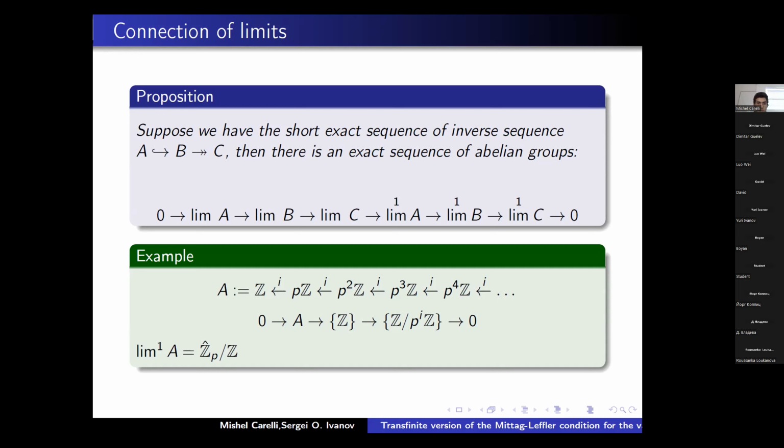And since we know that the limit of Z factorized by p^i Z is the p-adic integers, obviously, and the limit of just the sequence of Z is Z, then the limit of A would be equal to the p-adic integers factorized by Z, because the limit of the sequence of Z, so it's vanished. So we are left with the lim one of A.